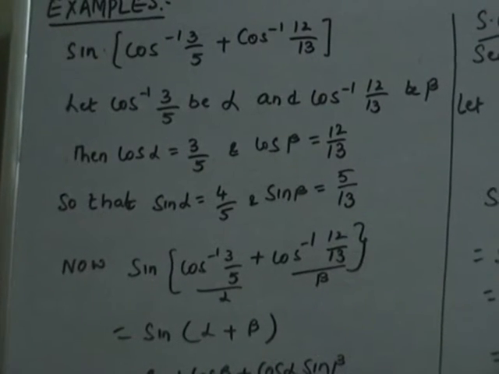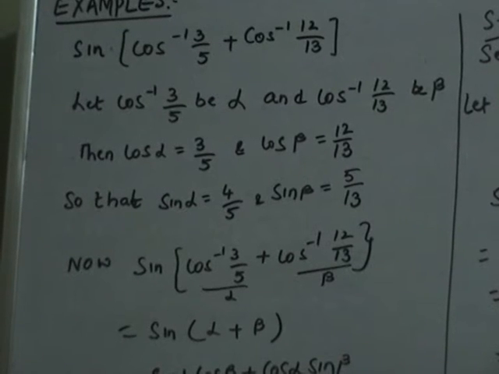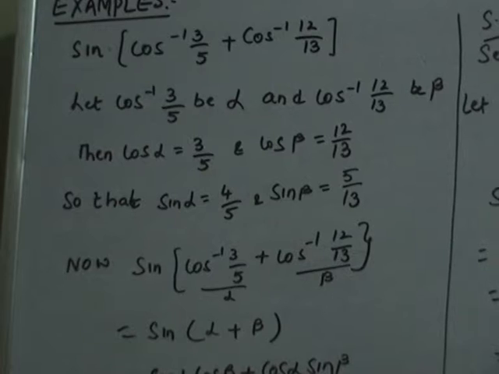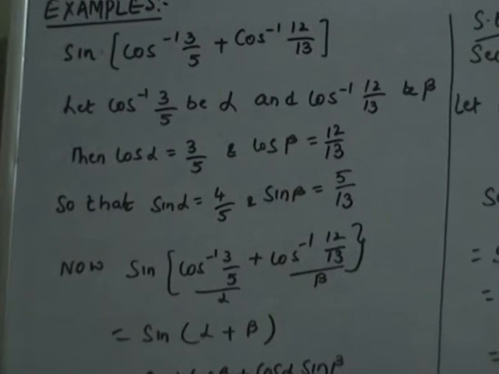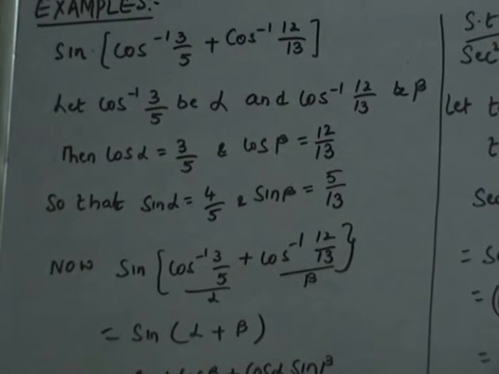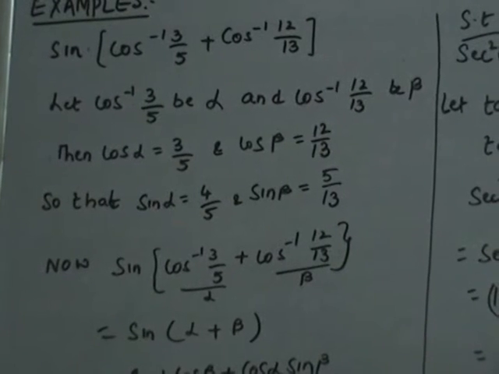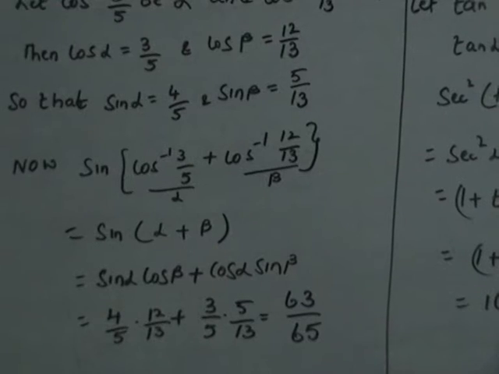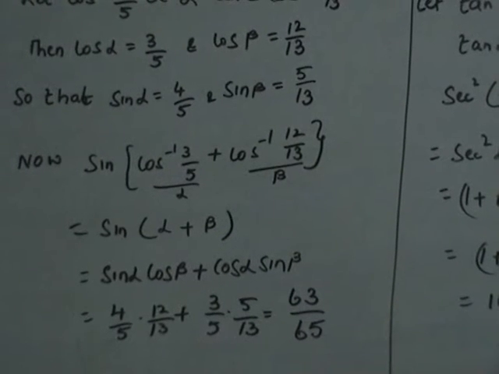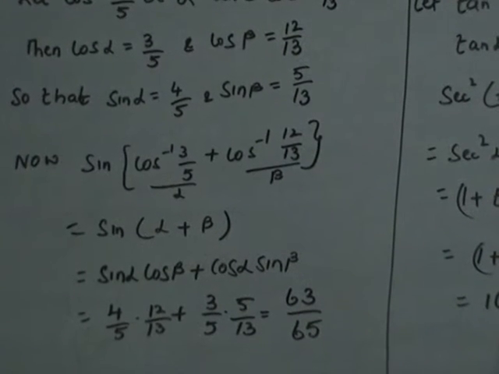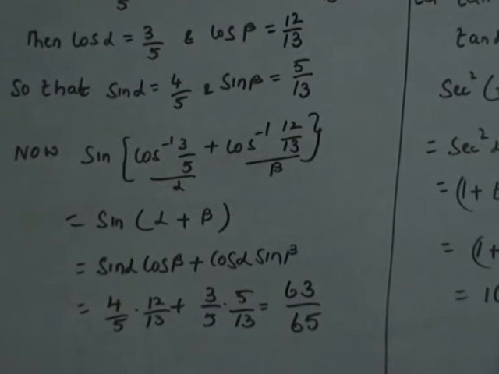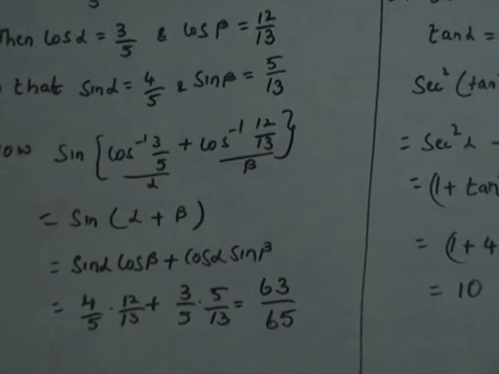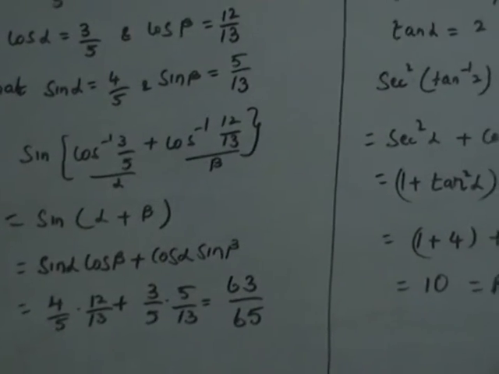Now, sin of cos inverse 3 by 5 plus cos inverse 12 by 13 is nothing but sin of alpha plus beta, just substituting the values as we have assumed that cos inverse 3 by 5 is alpha and cos inverse 12 by 13 is beta. Therefore, sine of alpha plus beta is nothing but sine alpha cos beta plus cos alpha sine beta, which is 4 by 5 into 12 by 13 plus 3 by 5 into 5 by 13, which is 63 by 65.